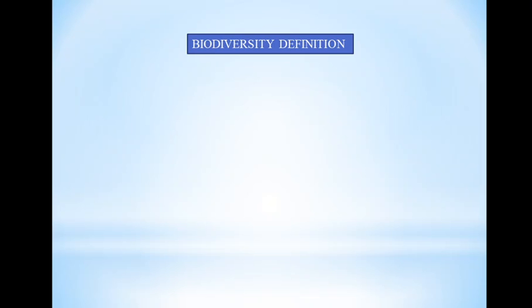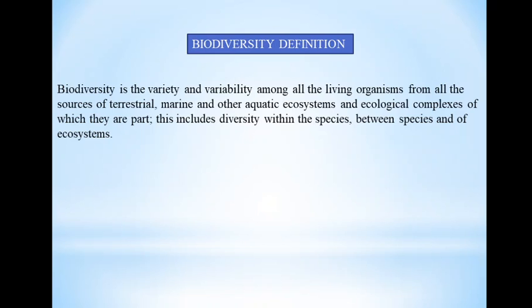Students, first let us know what is meant by biodiversity. Biodiversity is the variety and variability among all the living organisms from all the sources, that is terrestrial, marine and other aquatic ecosystems, including the freshwater and the marine water, and ecological complexes of which they are part. This includes diversity within the species, between the species, and of ecosystems.